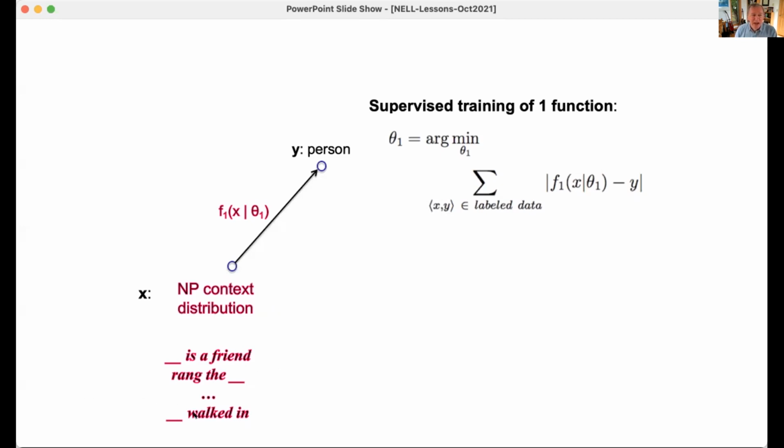So in NELL, we had several million of the most common contexts that noun phrases occur in, and represent each noun phrase by simply how frequently it occurs in each of those millions of contexts. And then you can imagine you could train a neural network or even a logistic regression on that kind of vector representation of a noun phrase to classify whether it's a person. And if you do that in the supervised training way, you want to learn the parameters of your function to minimize the sum over all the labeled examples of how often the prediction of the function differs from the true label y. Okay, so that would be standard supervised learning.